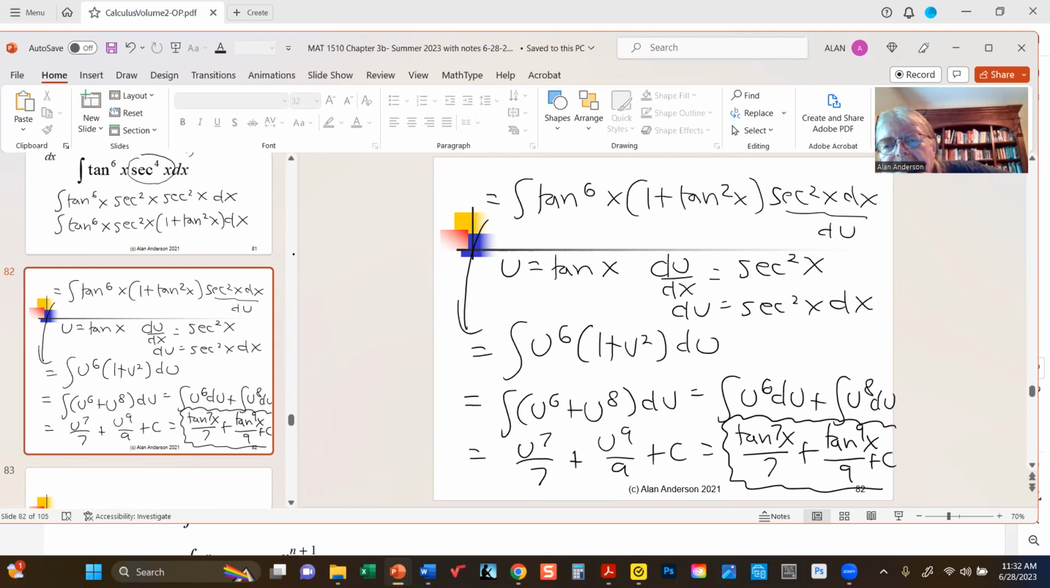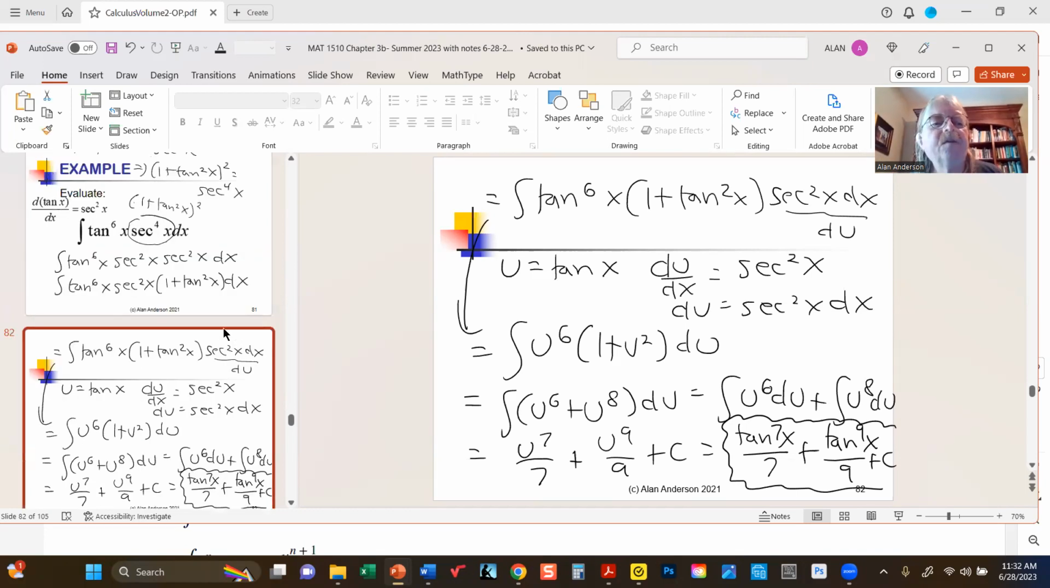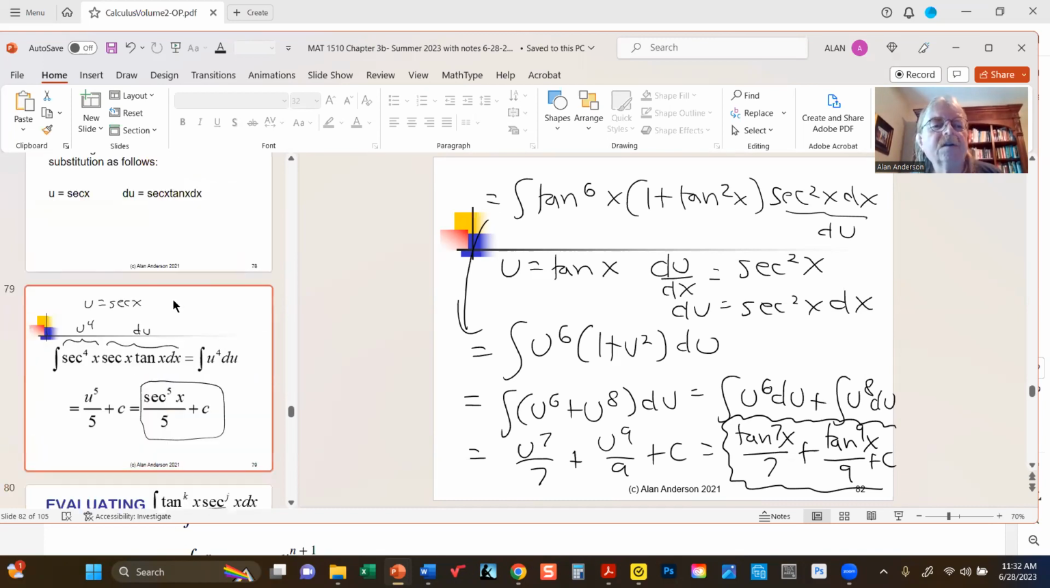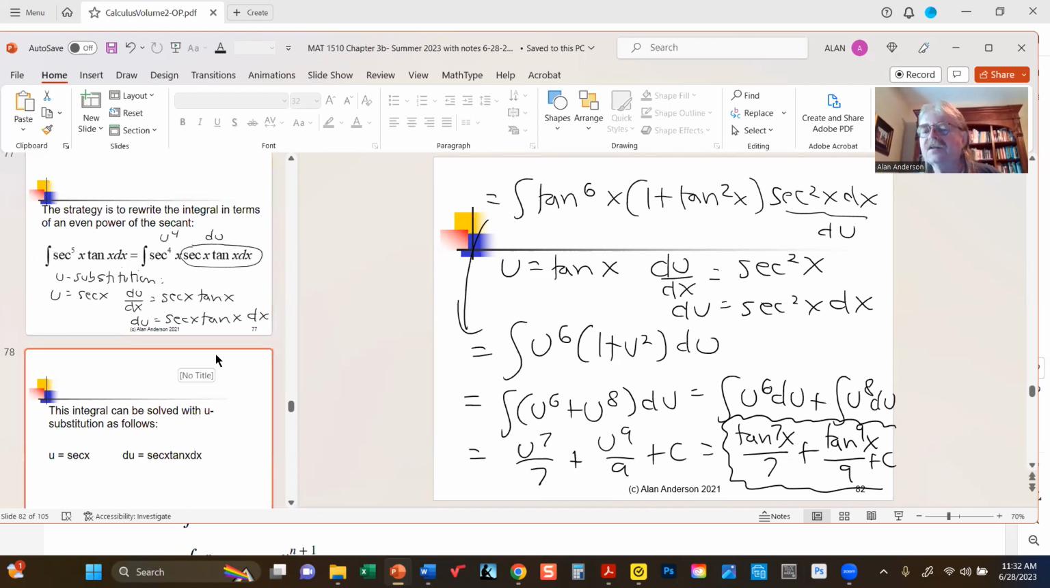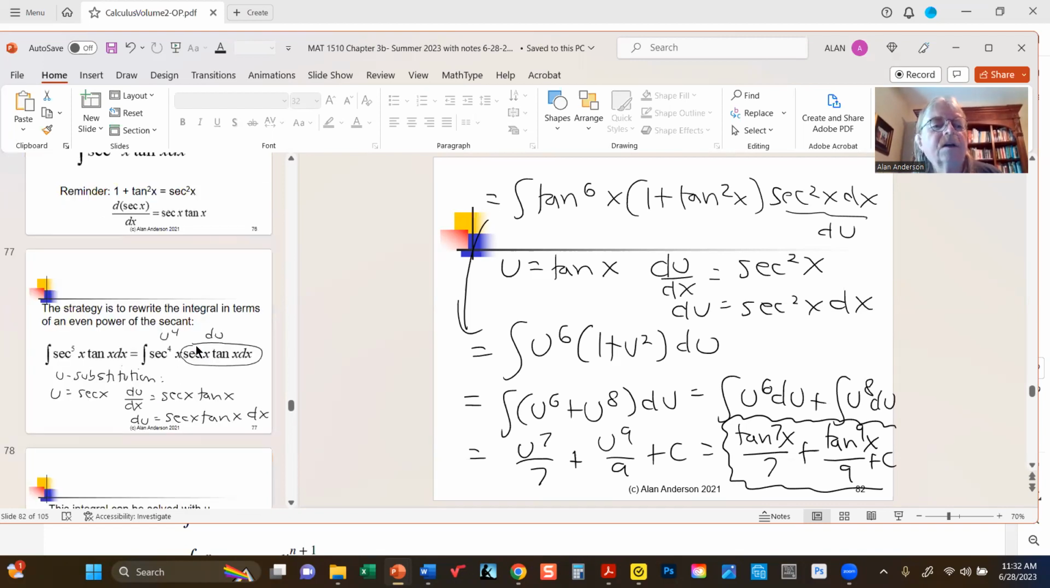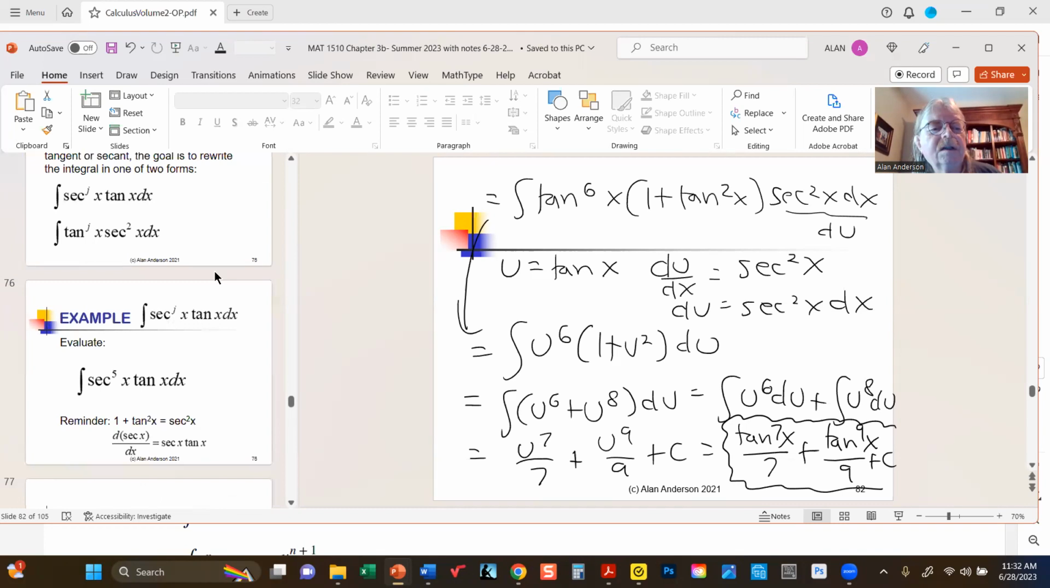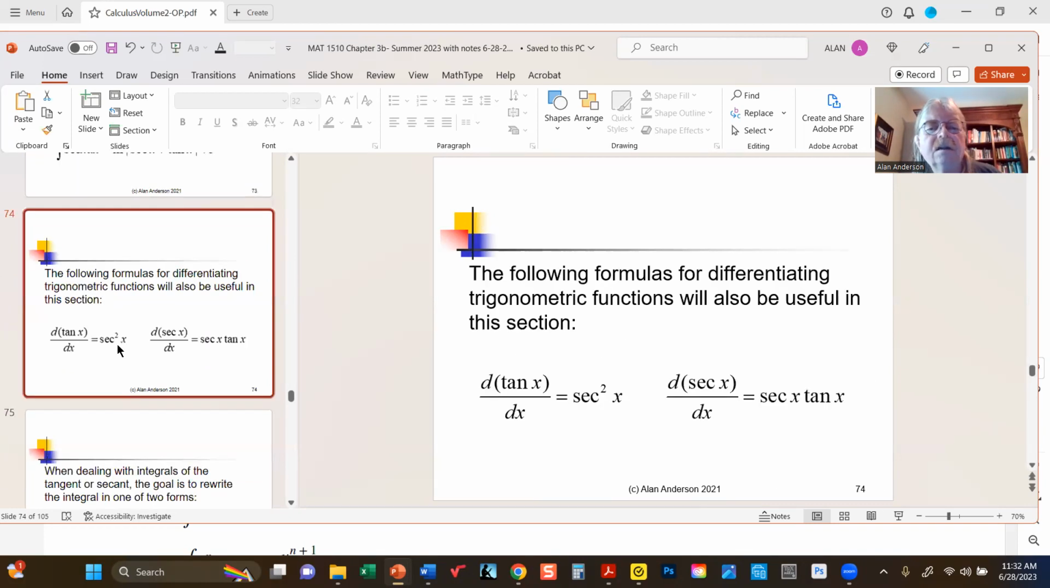Now, how would you know to do this? Well, again, keep in mind, if you look at these derivatives carefully, and you know how u substitution works, we need a du in there somewhere. So you might look at it and say, well, we do have a secant squared in here. Why don't we try letting u be some function of tangent of x? And then see how that goes.